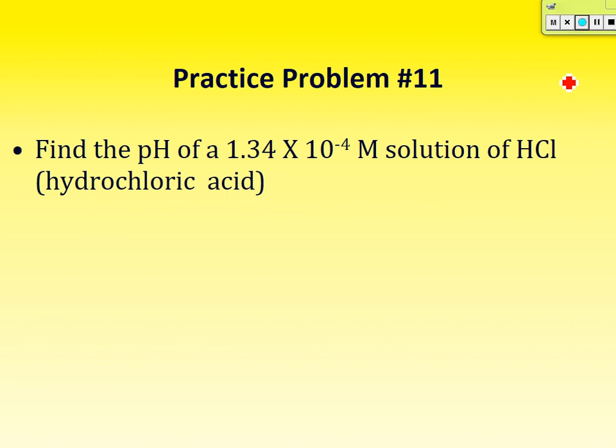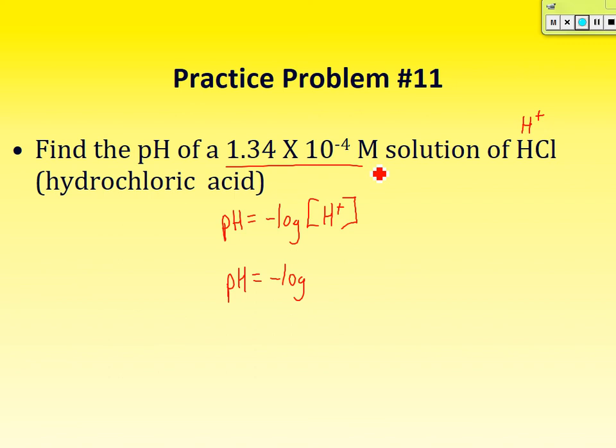So here's how I would approach this problem. It says find the pH of a 1.34 times 10 to the minus 4th molar solution of HCl. This is our acid. That's our H plus. So let's write down the formula for pH. It's equal to the negative logarithm of the hydrogen ion concentration. So now let's simply plug into this formula. So pH is equal to the negative logarithm. Now my hydrogen ion concentration, they gave it to me right here, 1.34 times 10 to the minus 4. So if you put that in your calculator, you will be able to find its pH.